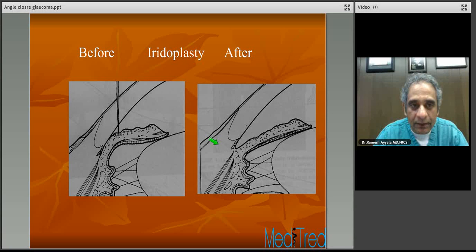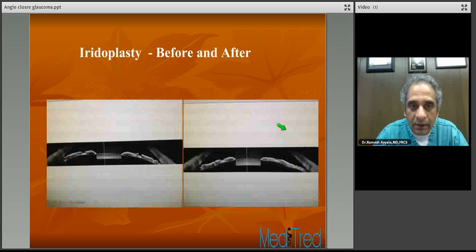Here is an example of how this works. This is before treatment. As you apply the laser spot, you can see that the iris is pulled away from the angle structures, causing the angle to open up. So the iris becomes less convex, more taut, and angle structures open up. And that's how this works.